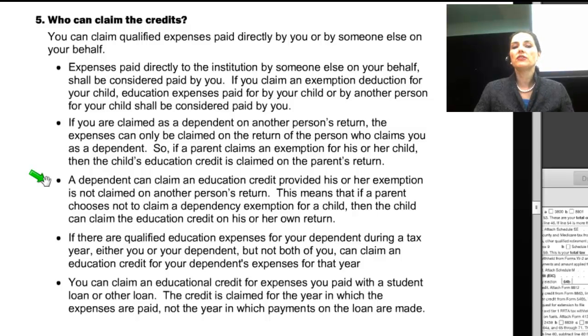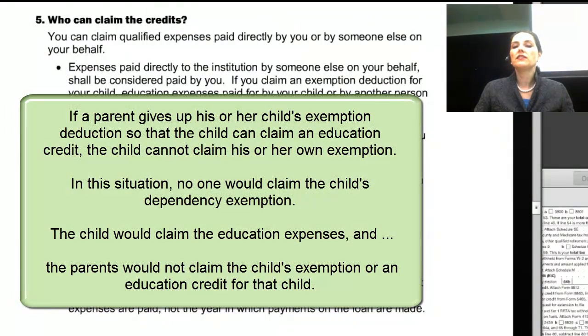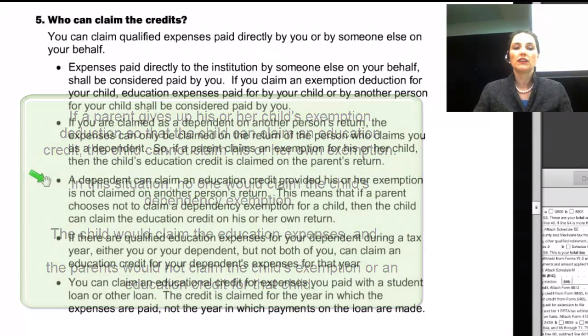This means that if a parent chooses not to claim a dependency exemption for a child, then the child can claim the education credit on his or her return. But this does not mean that the child is also allowed to claim their own exemption deduction. What it means is the parent gives up the exemption deduction for that child and does not claim that child or that child's exemption deduction on his or her return. The child then turns around and claims an education credit and does not claim the exemption deduction either. So in effect, nobody claims that child's exemption deduction for the year, but in exchange, the child could claim his or her own education credit.